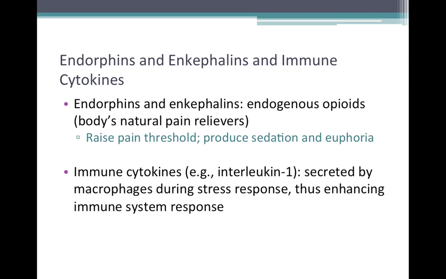Now, some other hormones that are released during the stress response could be things like endorphins and enkephalins. What's interesting about these endorphins and enkephalins is that these are endogenous opioids, or basically your body's natural pain relievers. Now, as stress hormones, what these help us with is actually to raise our pain threshold and produce a sensation of like sedation or euphoria, which can at least help us get through the emotional aspects of stress.